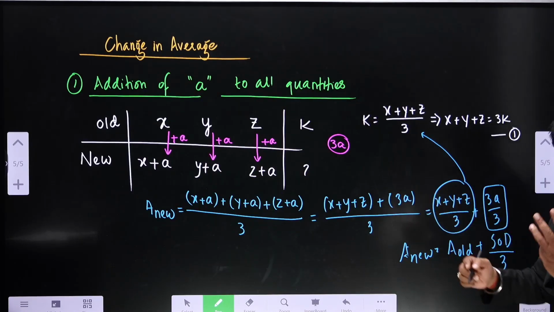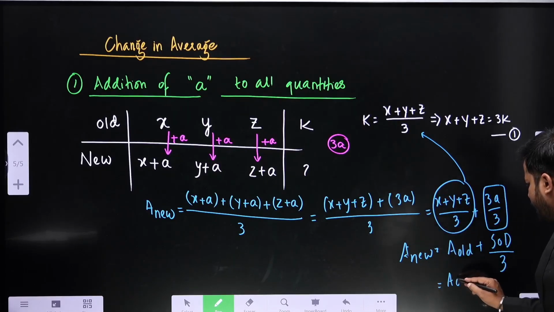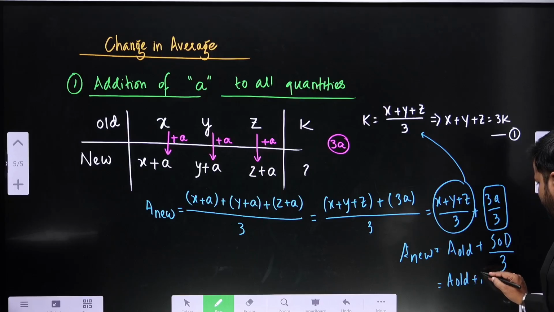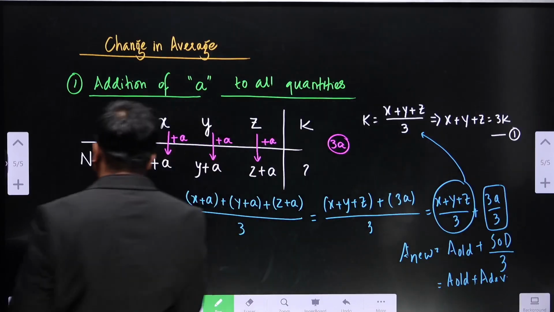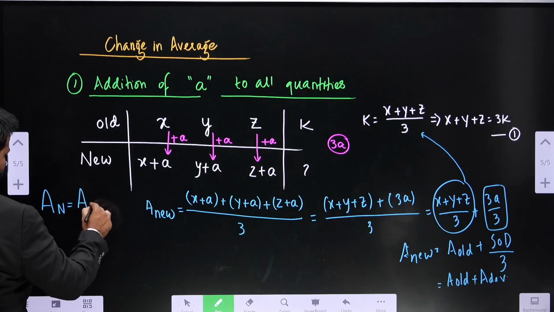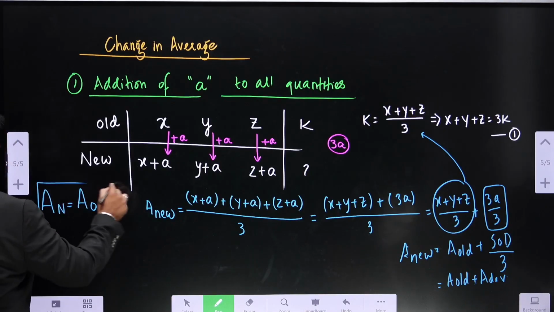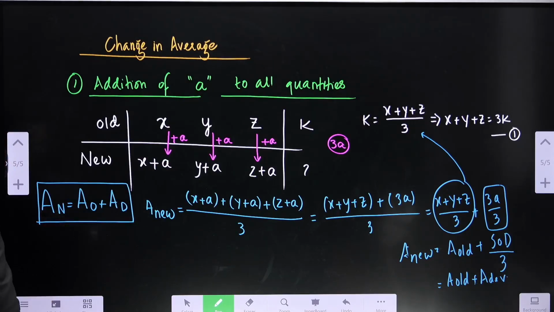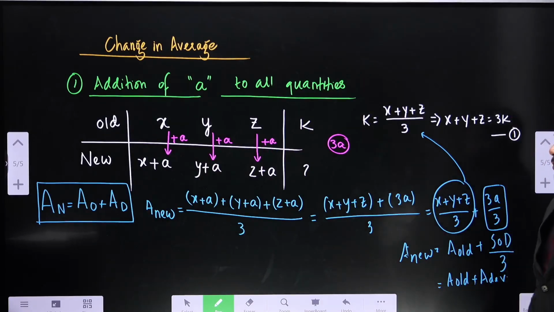Total deviation 3a, this is happening 3 times. Can I tell this is nothing but A old plus the average of the deviation, the new change? Clear? So what is the formula you have got? A new is nothing but A old plus the average of the deviation. Got it? I hope it is pretty clear.